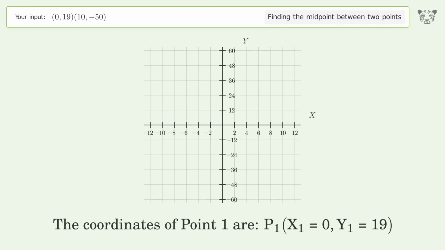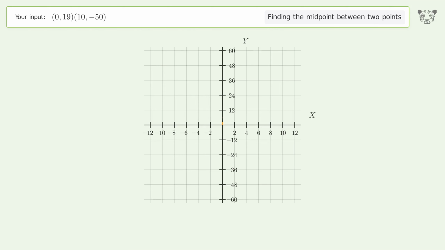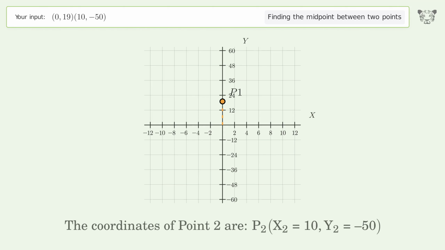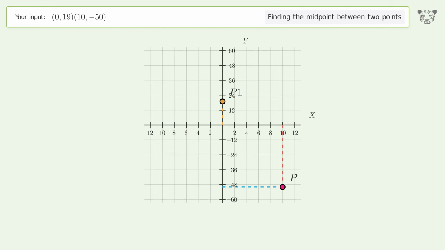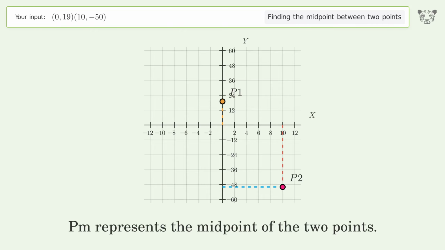The coordinates of point 1 are, x1 equals 0, y1 equals 19. The coordinates of point 2 are, x2 equals 10, y2 equals negative 50. PM represents the midpoint of the 2 points.